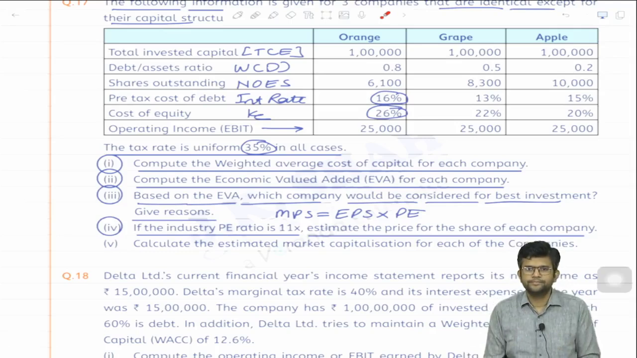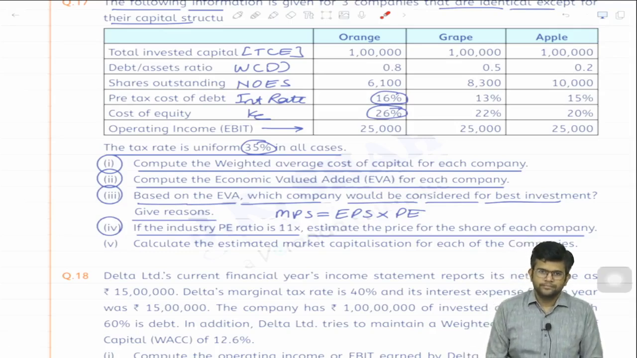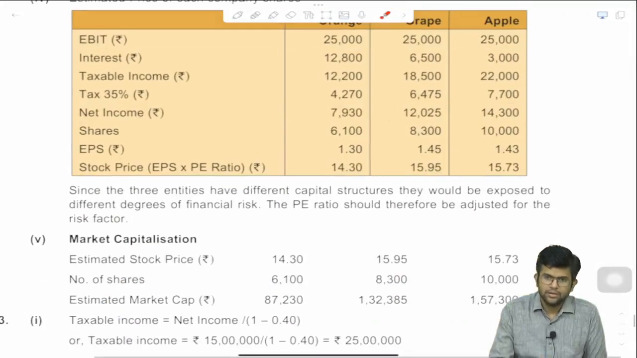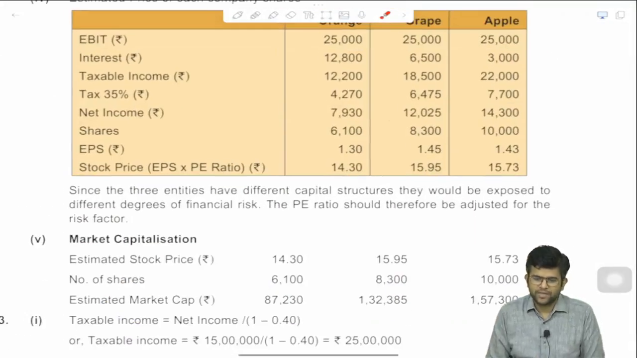All done? Okay, so just check your answers. 14.3, 15.95 and 15.73. Got this?